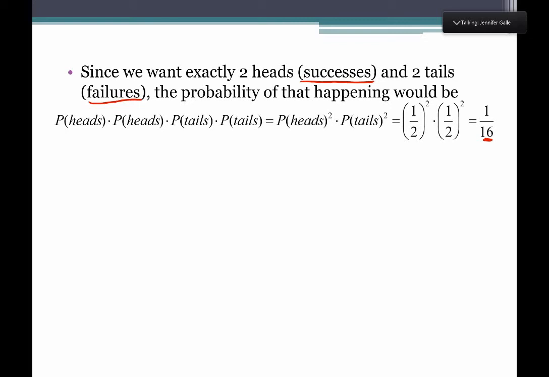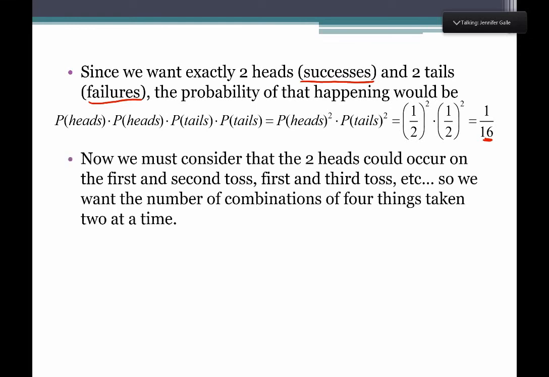If we were to actually draw out the tree and create that sample space, we would see all the things we have to consider. The 2 heads could be the first and second toss. It could be the first and third. It could be the second and fourth. It could be second and third. Any of those situations will work. So we have to figure out how many times 2 heads actually occurs.